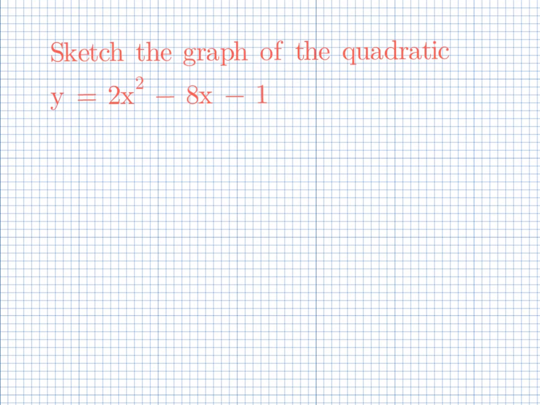So on this page here, we're going to give you a few questions to do for homework. I'll give you one question: y equals 2x squared minus 8x minus 1. Sketch it, find 5 points, find the vertex first, and go from there.